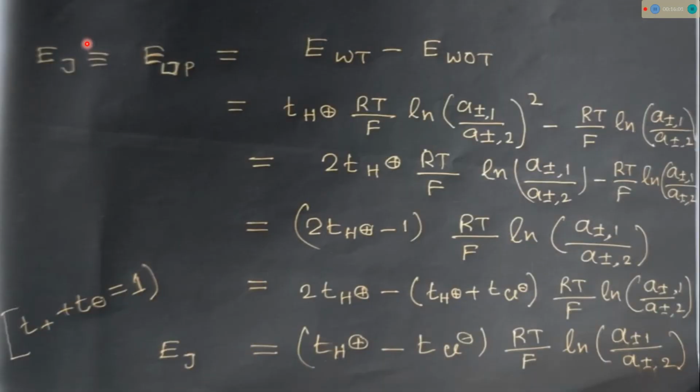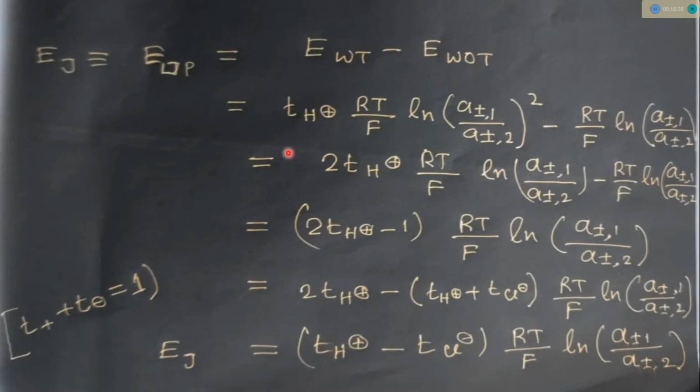Now, the EMF or potential at the liquid junction. E_J means the liquid junction potential, or potential at the liquid junction, E_LJP. We can write the liquid junction potential simply as E with transport minus E without transport. So the cell EMF with transport minus the cell EMF without transport gives the liquid junction potential.